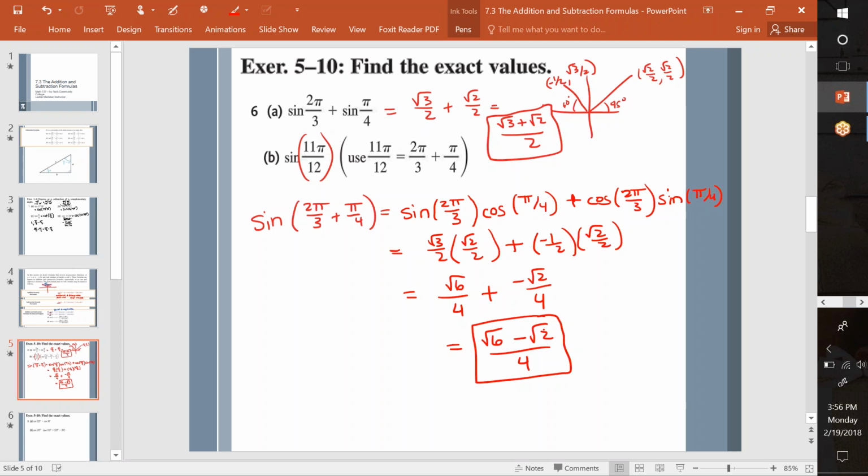So you'll notice that this is different. This is a completely different problem than this. This is two separate evaluations. Both of them are unit circles. It's just two fractions that are going to get added together.